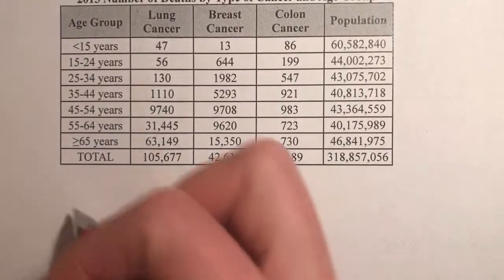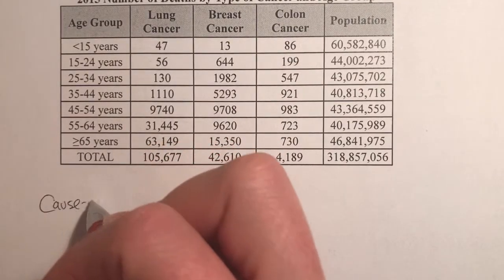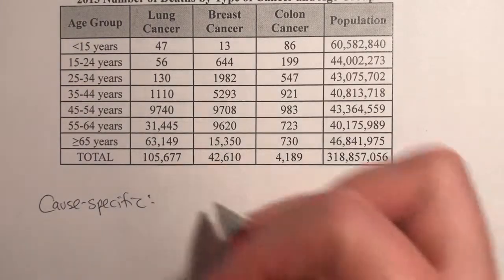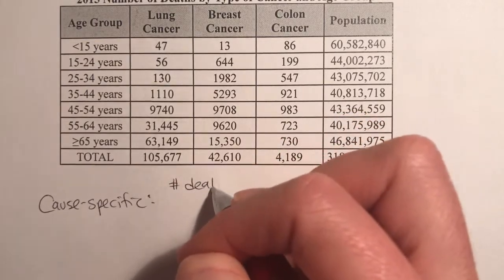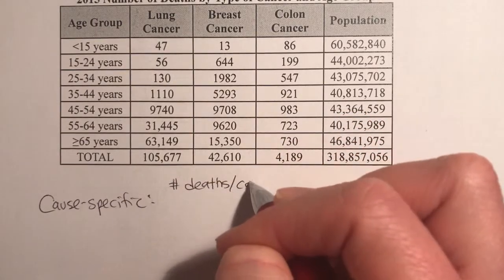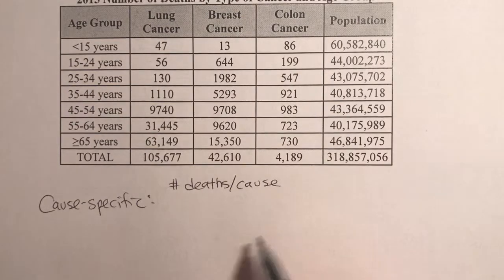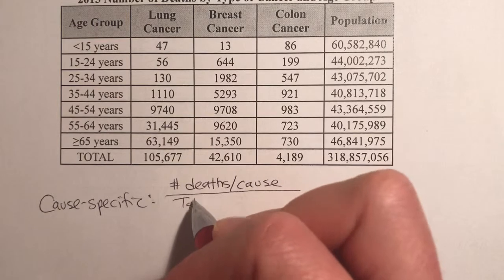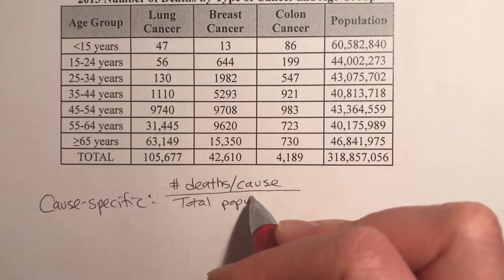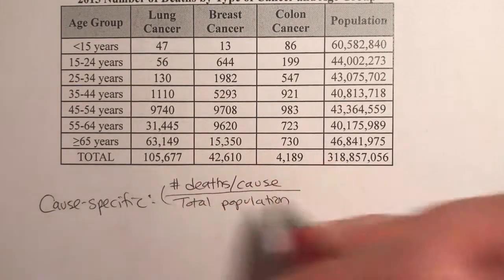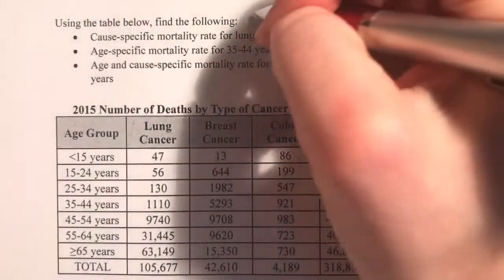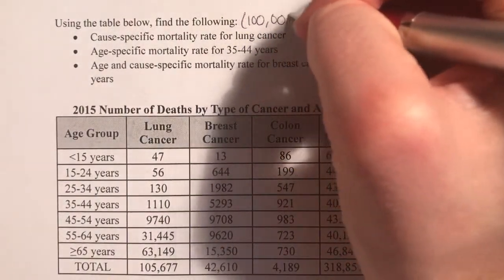I'm going to go ahead and move this down here and just write out what our formula is for a cause-specific mortality rate. Okay, first, we're going to have the number of deaths due to a specific cause as our numerator. We're going to divide that by the total number of people in the population in that time period, and we're going to multiply it by our constant.